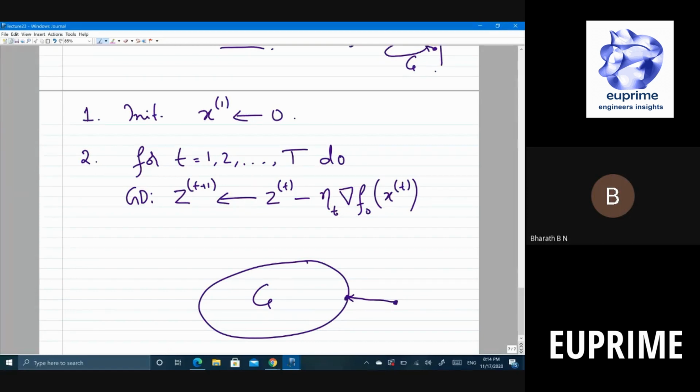This is also called what? Projection. So this is the closest point, the projection, right? So all that you have to do is project, right? That's the best thing that you can do.